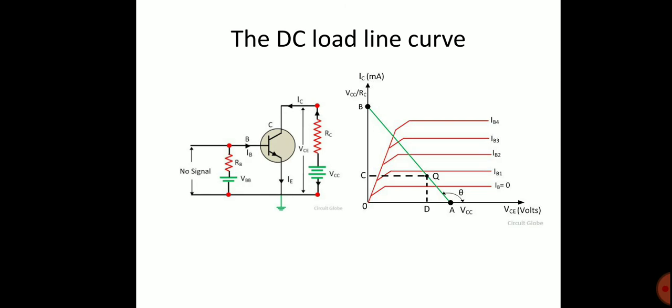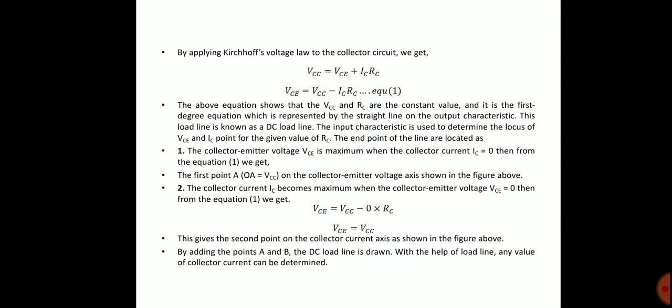With the help of the load line, any value of collector current can be determined. So this is the complete structure of the DC load line of BJT configurations.